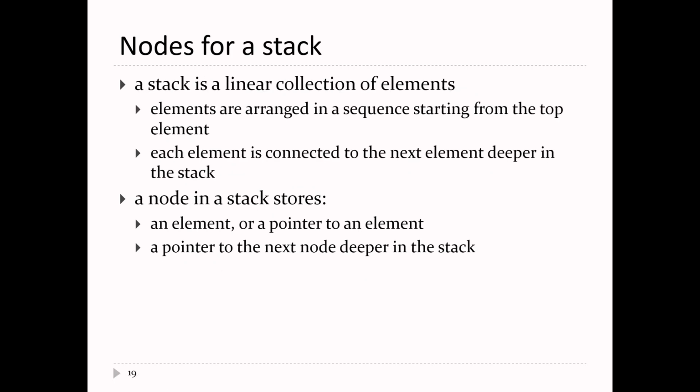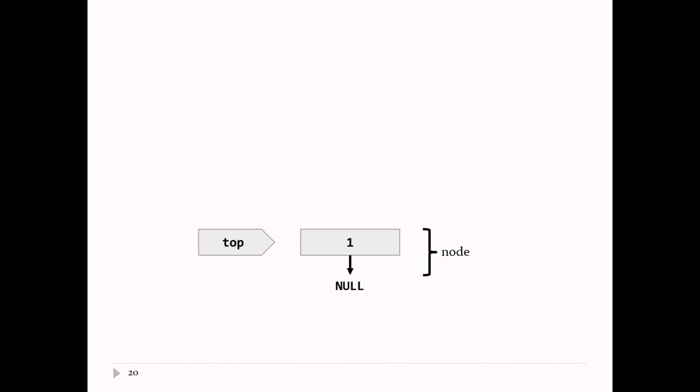A stack is just a linear collection of elements. The elements are arranged in a sequence starting from the top element. Each element is connected to the next element deeper in the stack. So the top element is connected to the second element, which is connected to the third, and so on. Now the opposite's not true. The bottom element is not connected to the second from the bottom element, so the connection only goes one way. So a node for a stack stores the element, and then it stores a pointer to the next node that's deeper in the stack.